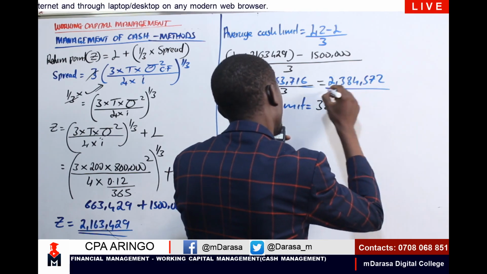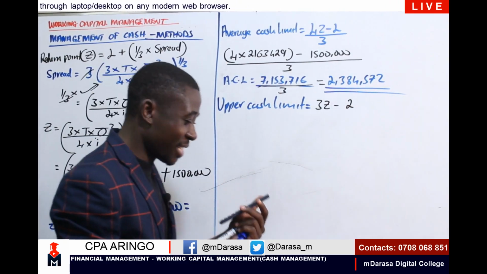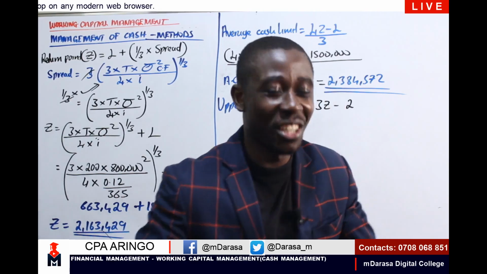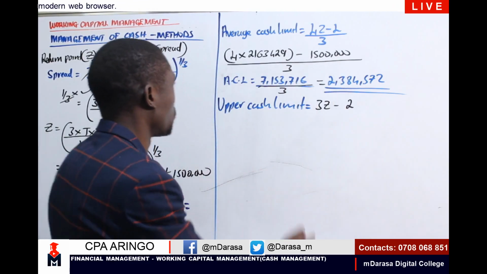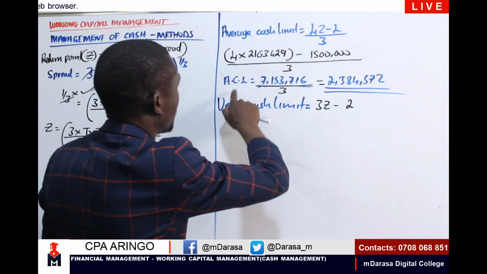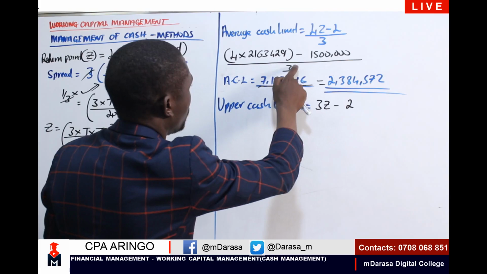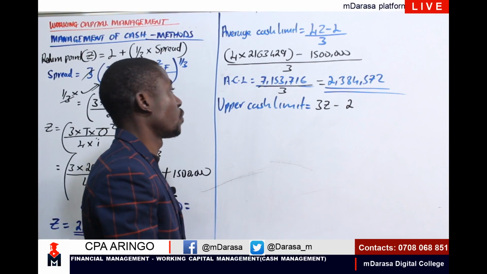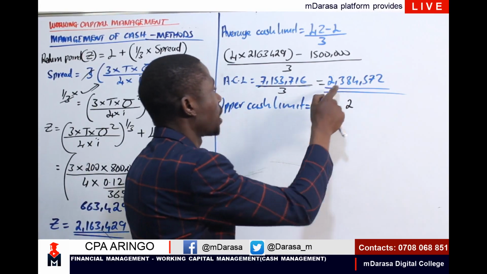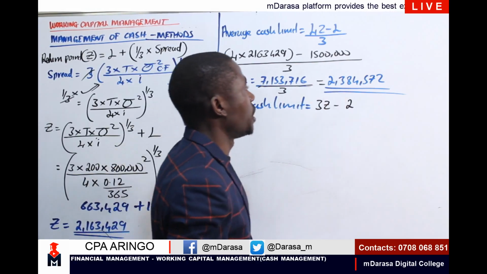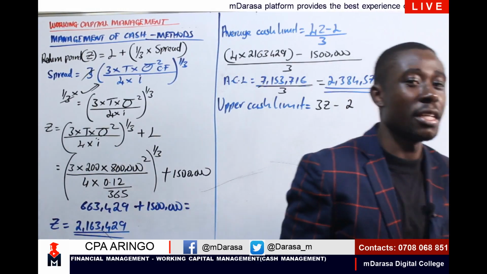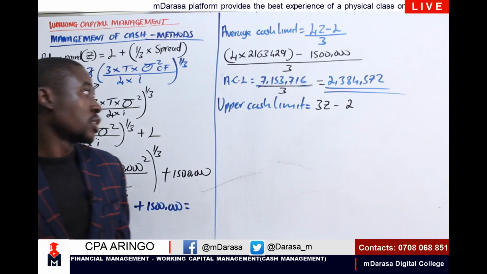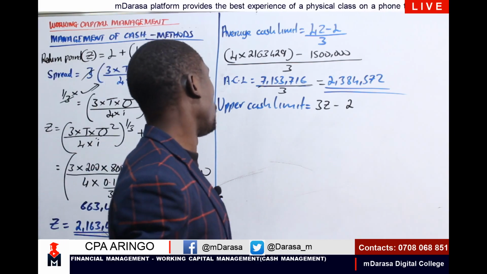Right? In that case, that is where Mwalimu normally tends to say, I just wanted to see if you're following. So basically, this is what we should be having, right? Because we've just taken this figure minus 1.5, we must divide by 3 for us to get our average cash balance. Without dividing by 3, of course, you're getting your own things. So at this point, you can agree that our average cash limit is 2,384,572, right?